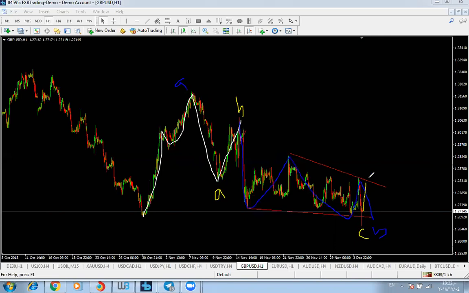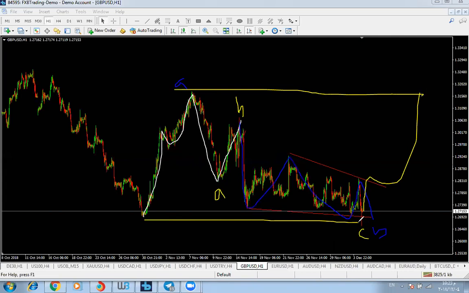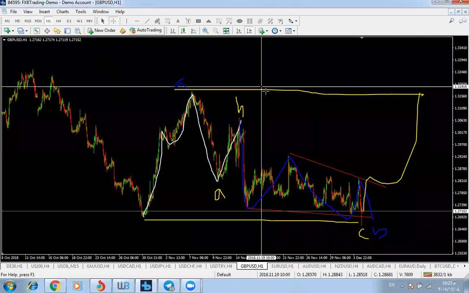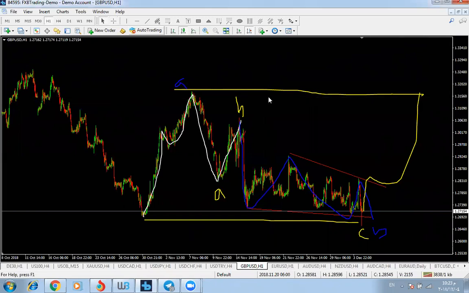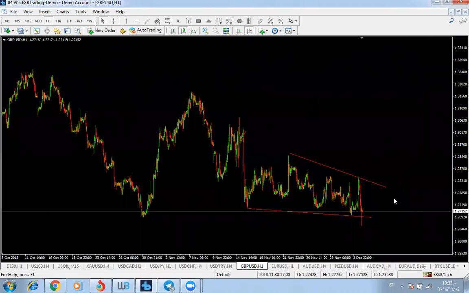So we are anticipating the price to move at least to this area from the current, making the whole structure an expanded flat, or it might be a running flat. So we are targeting 1.32 for the pound. I think this is a very clear and a beautiful structure.